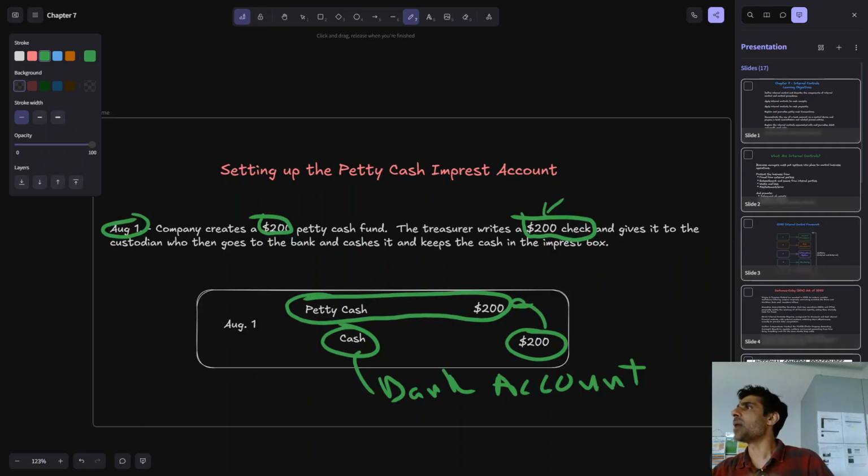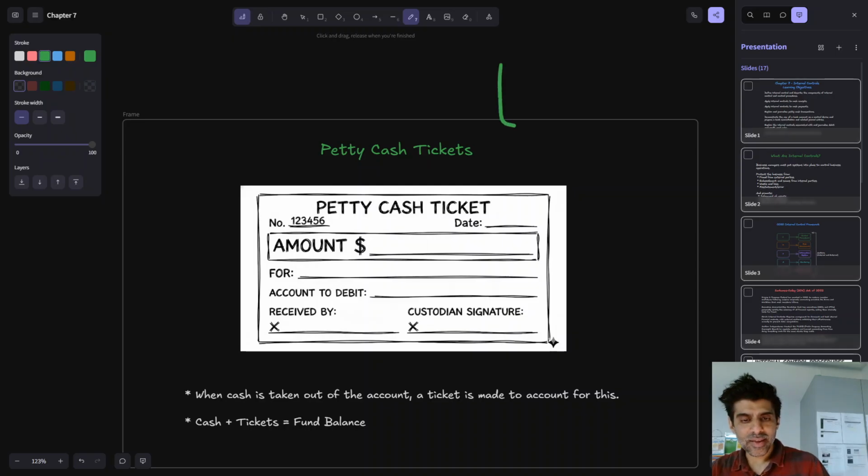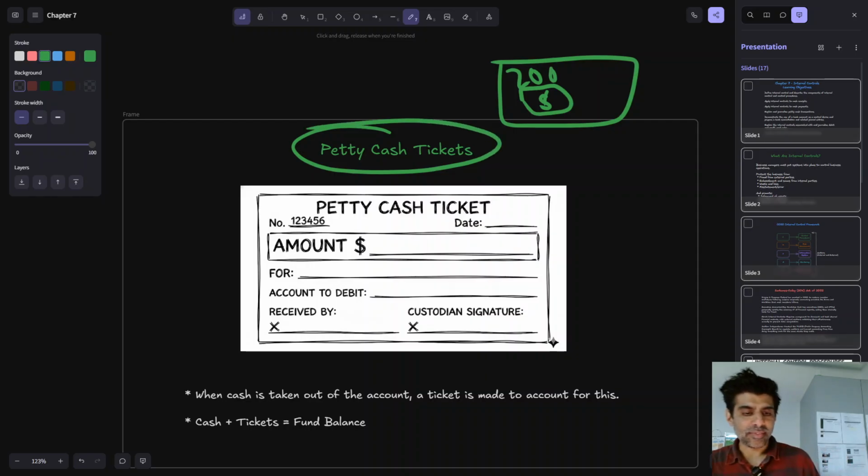Okay, so now you've set this up. You have the $200 of cash. Your petty cash account has been funded, and it's sitting in a box as physical bills, $200. Now whenever you want to use the cash, you fill out a ticket. Let's say we needed $50. You'd write $50, it was for buying food, debit it to office admin expense.